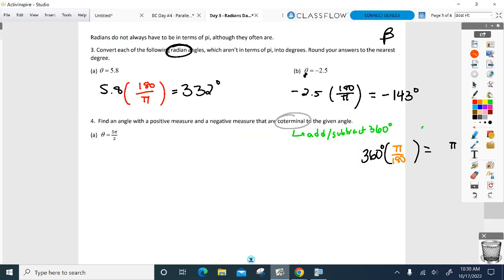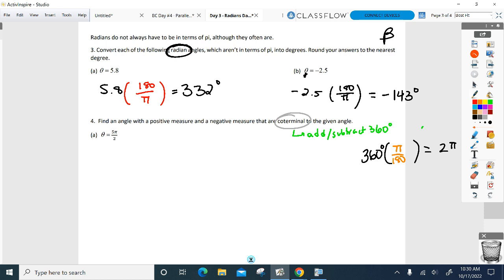360 over 180? 2. Just 2. So when you want to add and subtract 360, you're actually adding and subtracting 2 pi in radians. All right? You ready? You can handle this. I wouldn't be showing this, I'd be doing the easy way out, if I didn't think you could handle this.